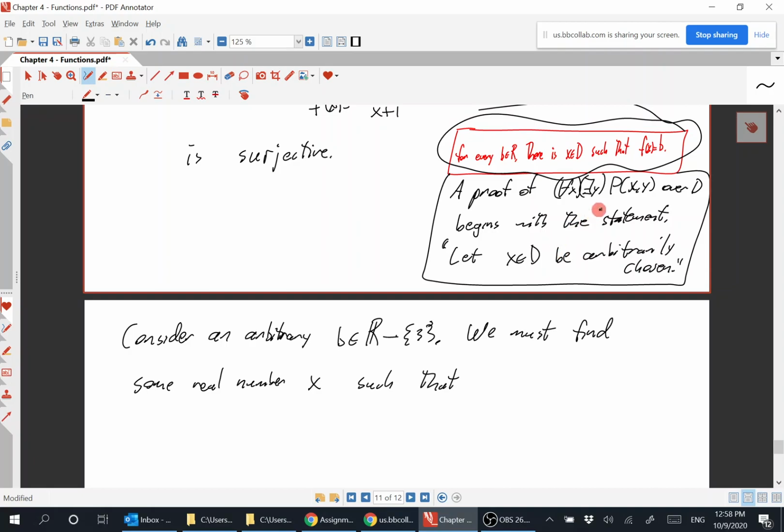We've chosen a b, and we must find a flower that he likes. Here's a b. Oh, this b, he likes roses. Great. Here's a b. Oh, this b, he likes daisy. Great. What do we need to do here? We need to show that f of x equals b. We must find some real number x such that f of x is equal to b.